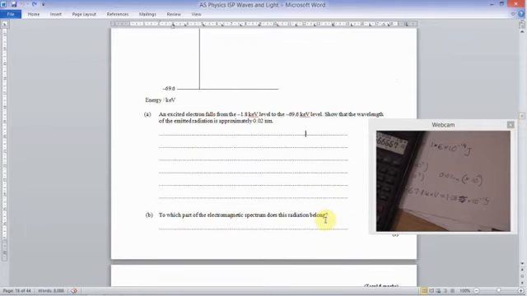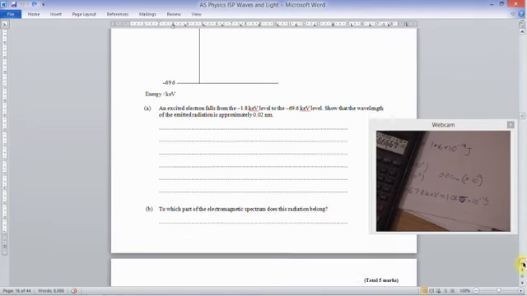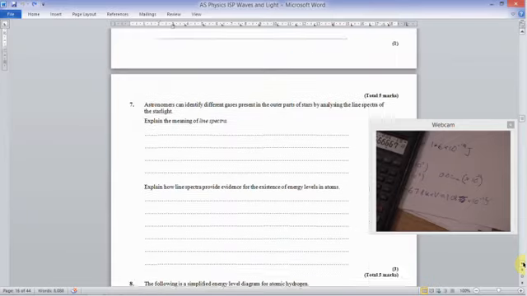Which part does this belong to? Well, it's going to be a very short wavelength, so therefore it's a very high frequency. It's going to be X-ray or gamma. Straightforward as that. Next. So, line spectra.